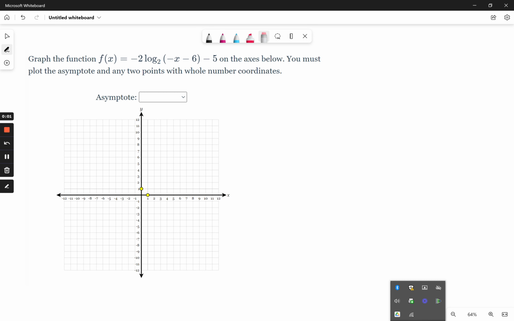Let's graph f of x equals negative 2 log base 2 of negative x minus 6 minus 5. So come to the right over here. When you are given a problem that looks like this, I am going to need you to slightly rewrite it. So here's what I want you to do. Let's bring that negative 2 over and the log base 2.